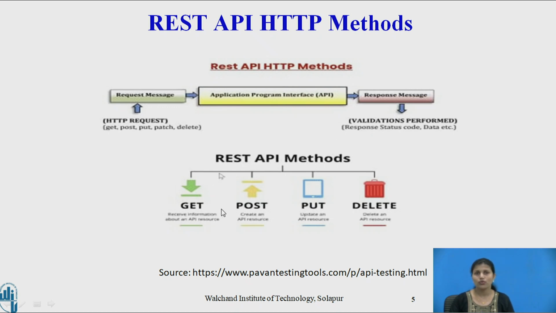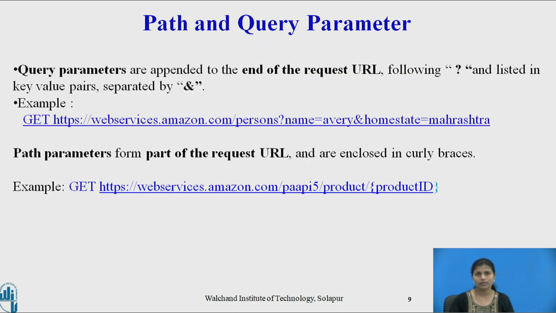Here we are using four methods: get, post, put and delete. Get is for retrieving data, post is to create the content, put is to update the data, delete is for deleting the contents from the database.